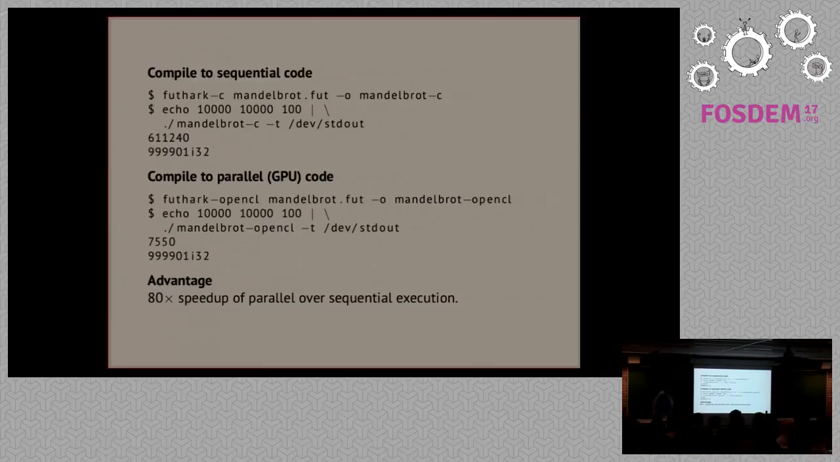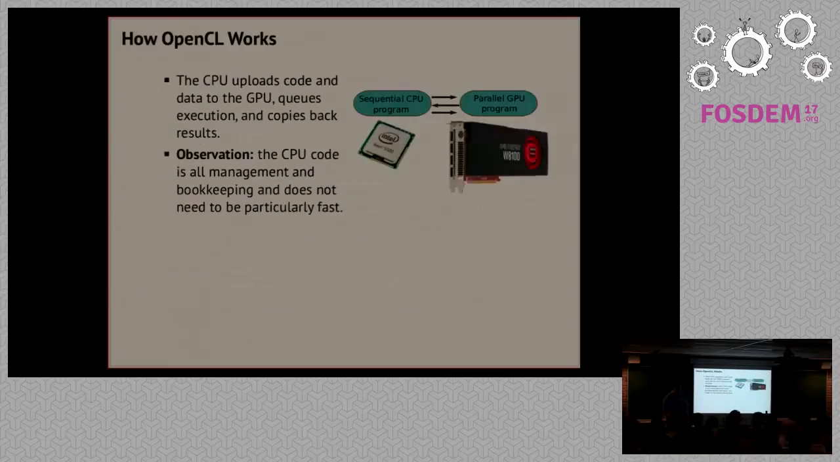But this is not the way you really want to use Futhark. You have a nice command line program for some of your Mandelbrot sets, but that's not really what anyone needs in practice. So the trick here is how OpenCL works, which is a library you use to communicate with GPUs. There are two such libraries. One is CUDA, NVIDIA's proprietary thing, and the other is OpenCL, which is an open standard, but it's much nastier to use for manual programming. It's nice as a compiler target, though.